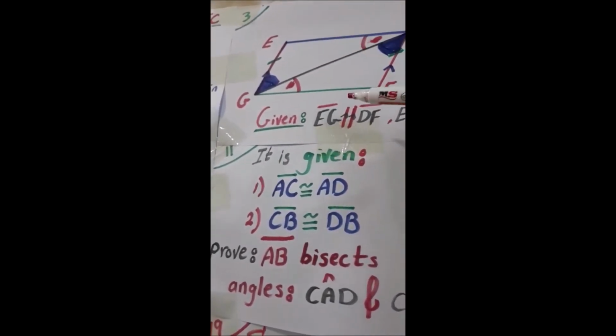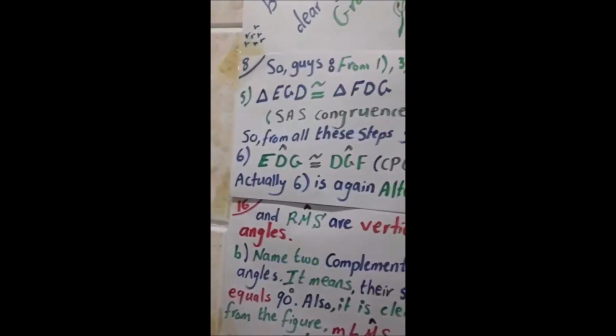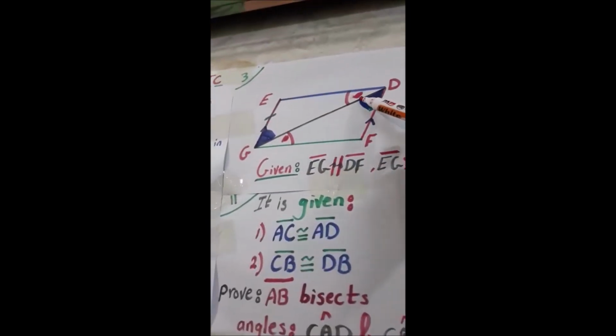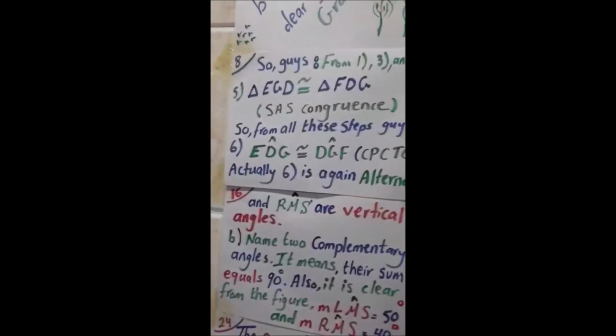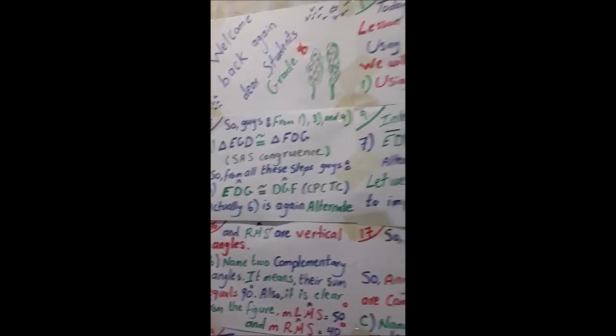This happened because we proved that these two triangles are congruent. So the angle EDG is congruent to the angle DGF. These two angles are congruent by using what? By using corresponding parts of two congruent triangles.